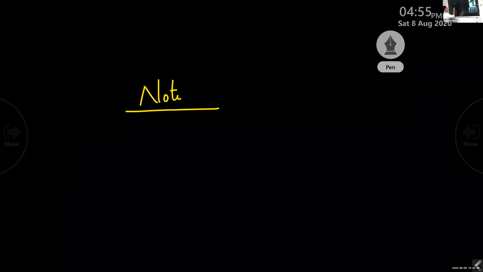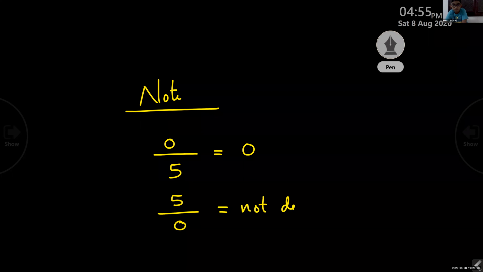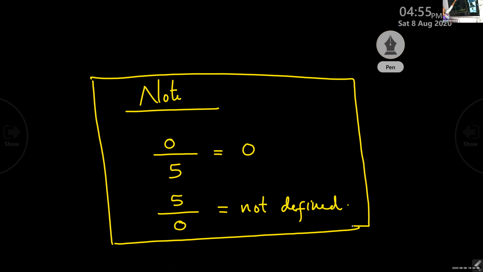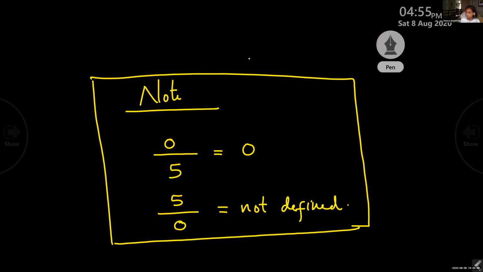Okay, children? 0 divided by 5 is 0. But some number divided by 0, the answer is not defined. Write in the notes under the properties: a number divided by 0 is not defined.